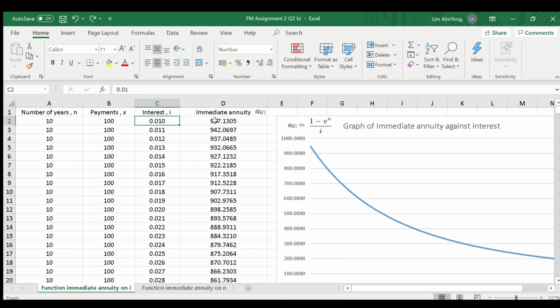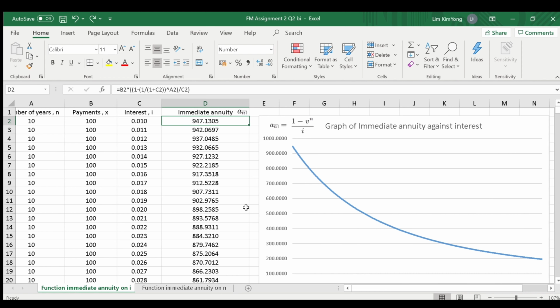And the immediate annuity formula is here. Then I key in the formula and multiply by the payments. So this is the formula: 1 minus 1 over, this bit is v and this is n, and the whole thing divided by i. So this is how I do it, and then I just pull it down and I get this value.